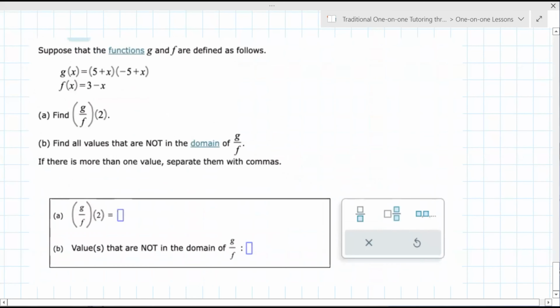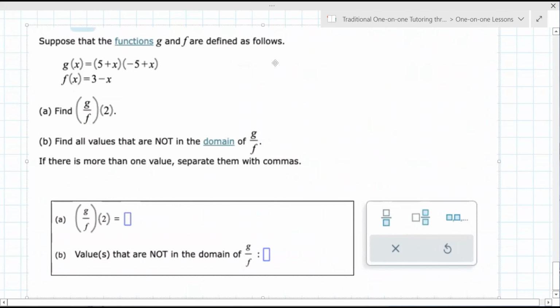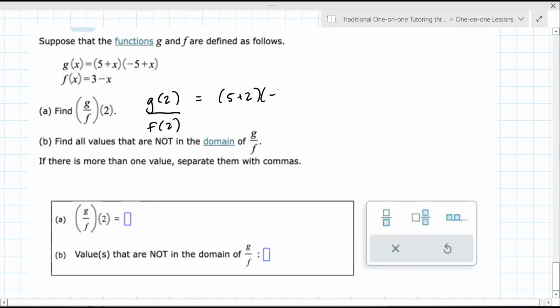All right, so again, just like the last problem, you've got to find G of 2 and then F of 2. G of 2 has got a little bit more going on. It's 5 plus 2 times minus 5 plus 2, which is 7 times negative 3, which is negative 21. F of 2 is 3 minus 2, which is just 1. Right. So this is negative 21.